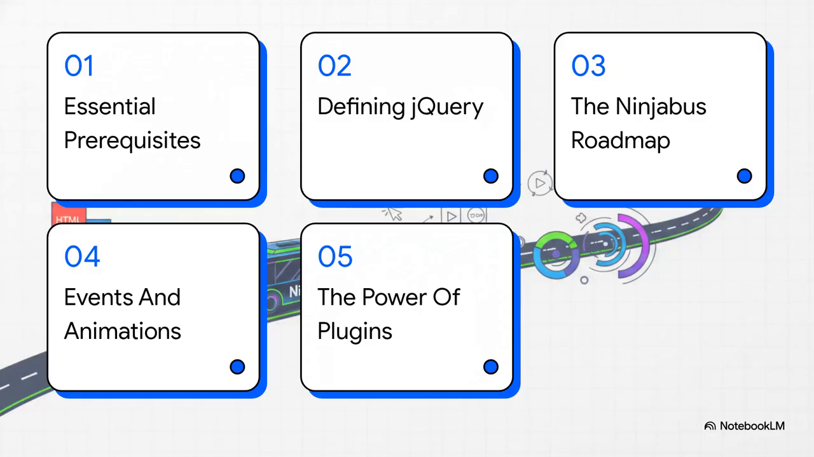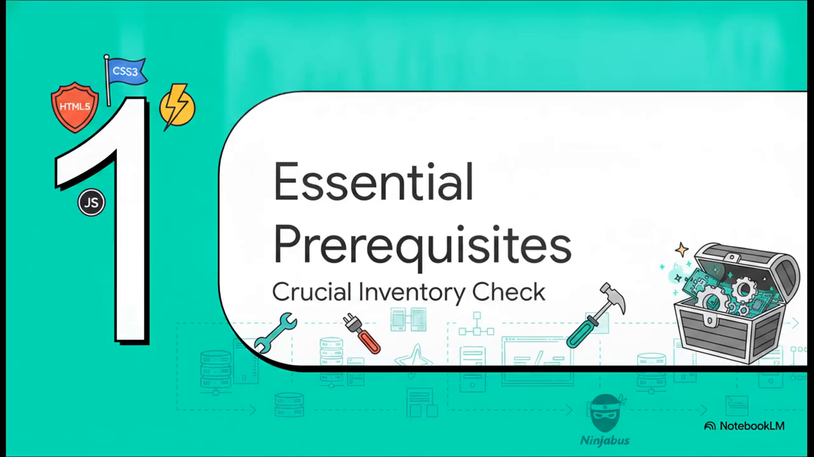Let's get into it. Okay, let's dive into this and lay out our exact flight plan for today's briefing. We'll be hitting 1. The essential prerequisites. 2. Defining jQuery. 3. The Ninja Bus roadmap. 4. Events and animations. And finally, 5. The power of plugins. Starting with Section 1, the essential prerequisites. Consider this our crucial inventory check of your skills before we launch into the actual coding.